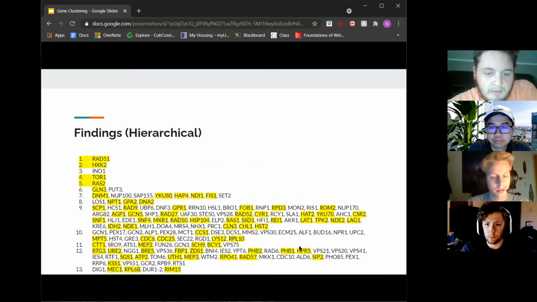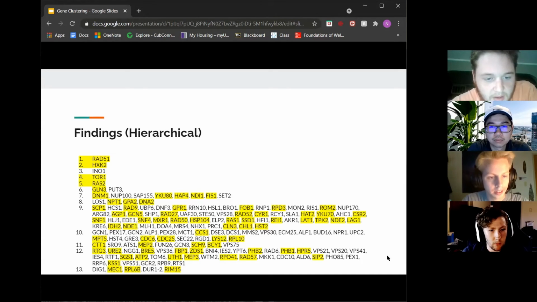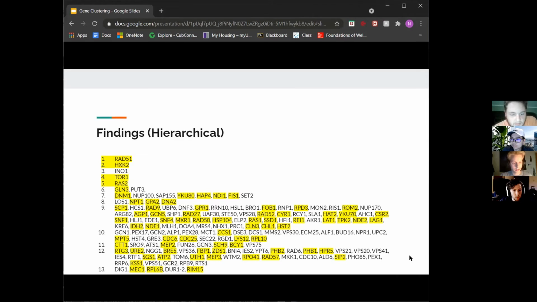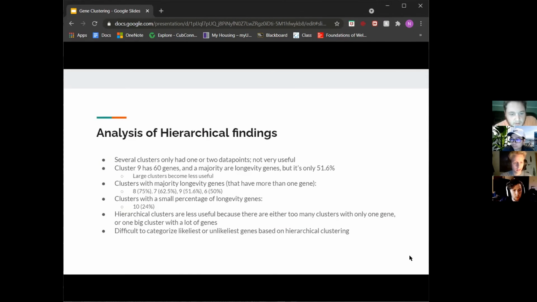This is the data we have for the hierarchical clustering. Same situation here. These are the longevity genes that are highlighted. No need to explain that too much. Next slide. And then the analysis of our hierarchical findings.